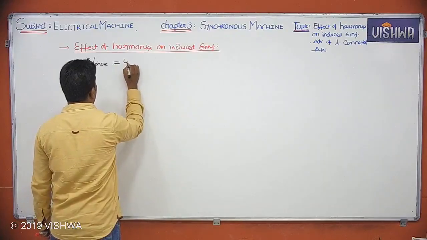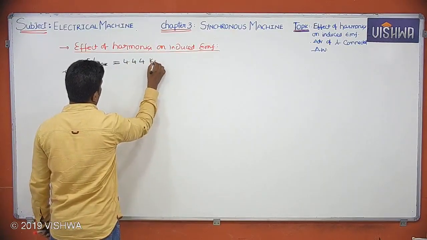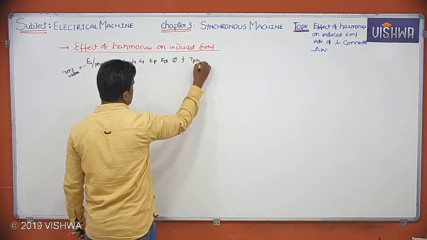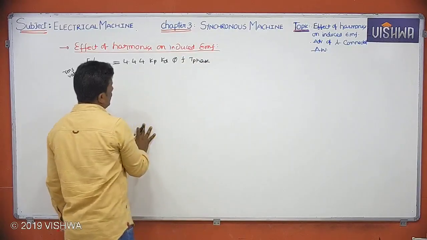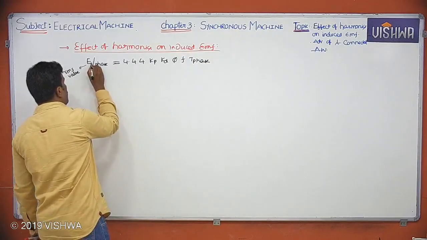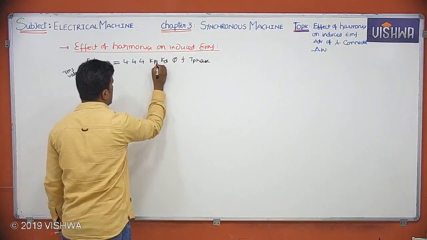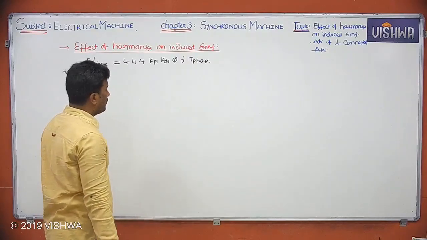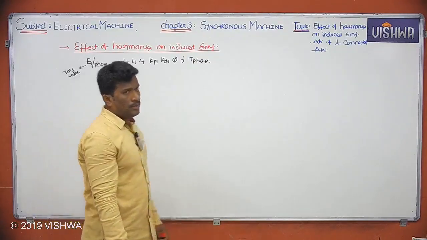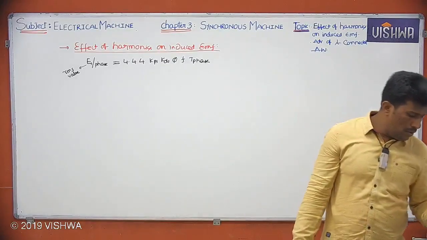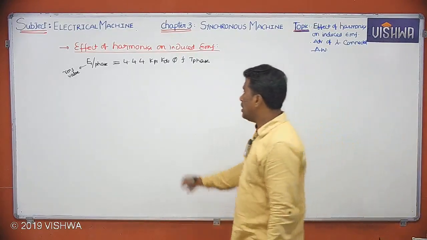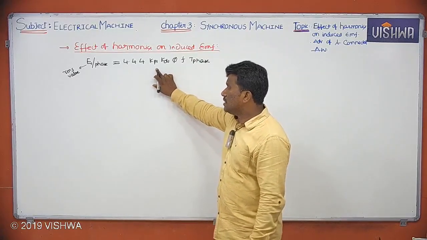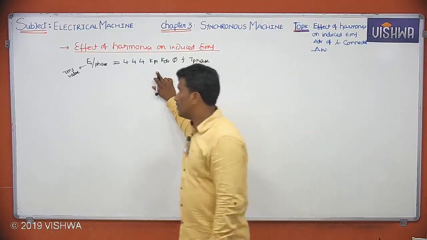I told you: 4.44 Kp Kd phi f T phase. To be frank, I'm just talking about the fundamental EMF per phase. So here I can take it as Kp1, Kd1, phi f T phase. Now, please tell me, Kp is the pitch factor, Kd is the distribution factor, and Kp into Kd is the winding factor.